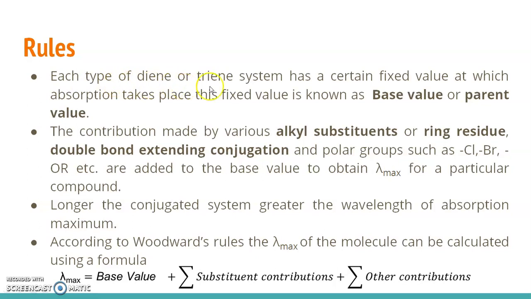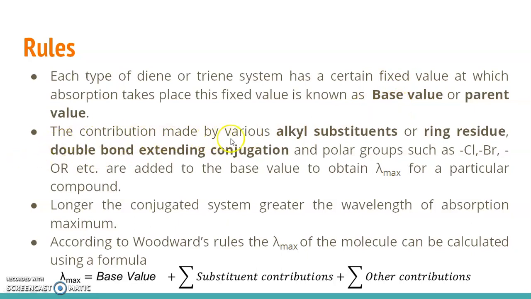Each type of diene or triene system has a certain fixed value at which the absorption takes place. This fixed value is known as the base value or the parent value. If you choose any diene or triene system, that system will have a certain fixed value, and we call it either the base value or the parent value. So whether it is a homoannular diene, a heteroannular diene, or an acyclic diene, those systems will have certain fixed values. We call them the parent values or the base values.